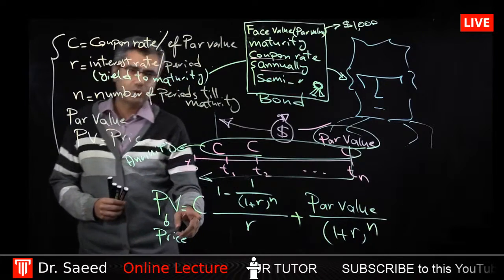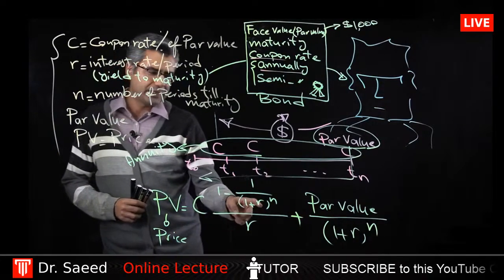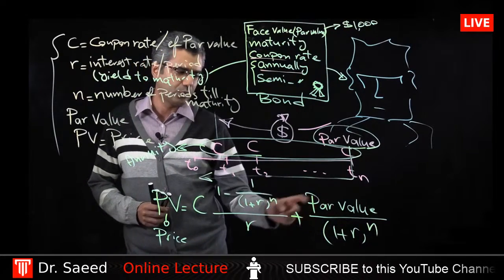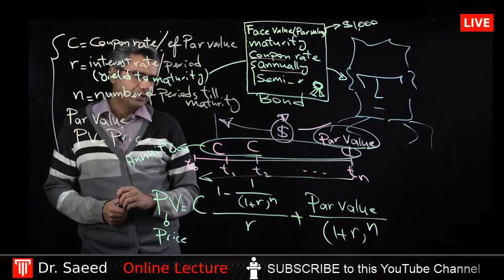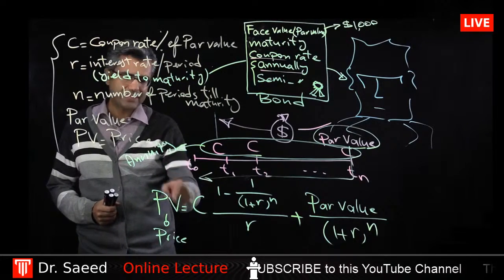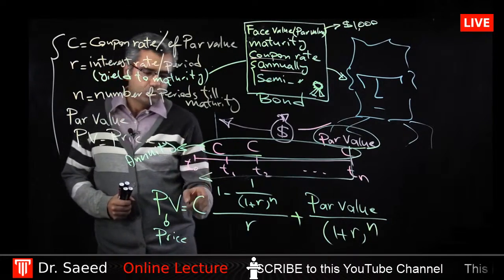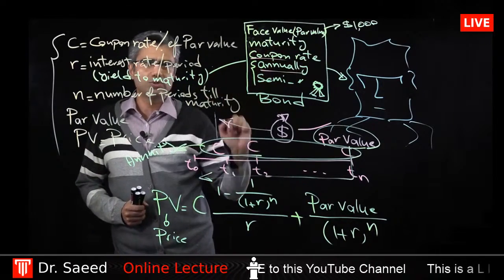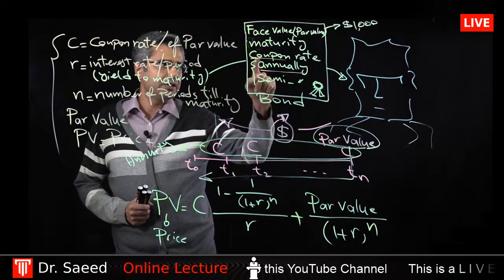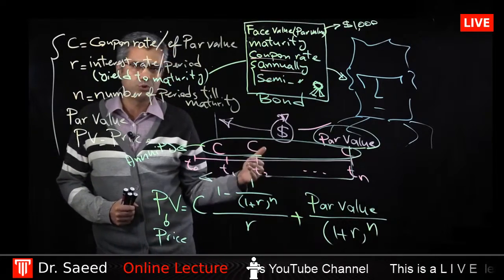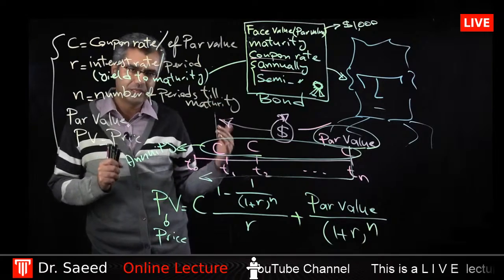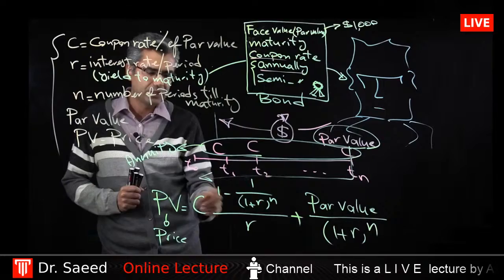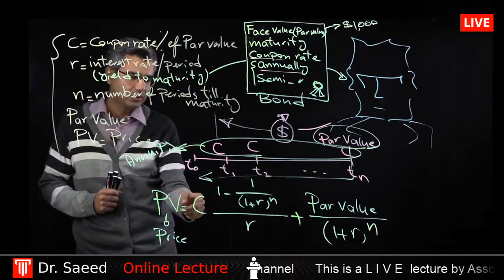So one is the coupon payment. One is the interest rate, number of periods till maturity, and par value. So these are the 4 parameters that impact the price of the bond. Coupon is fixed, is constant. At the time that the issuer issues the bond, they already have mentioned the coupon rate, so it won't change until the maturity. It's the fixed interest, the fixed payment that the issuer will pay to the investor. This won't change at all.